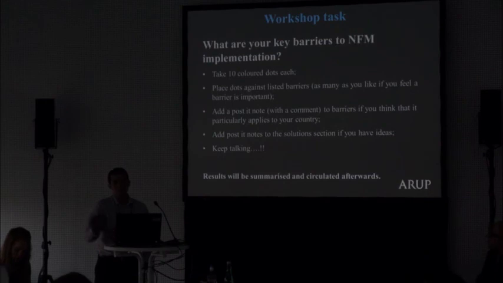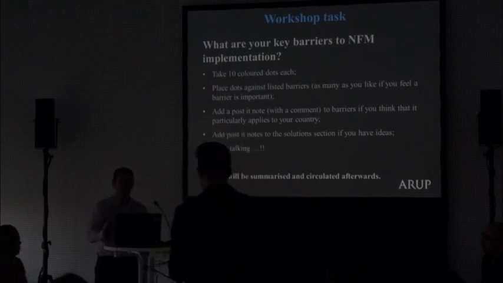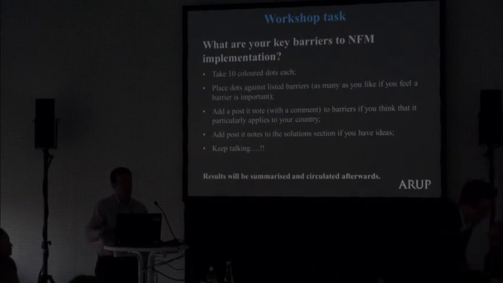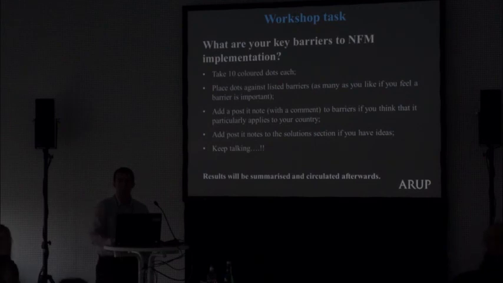And then if you can put more than one dot against one particular barrier, and if you have a cluster, it would be good if you could draw a circle around them with a pen and then write which country that represents next to the cluster of dots. And that will just help us to build a picture of what the feel is across Europe as to why NFM is not happening, and come up with some solutions as to how we can get over these barriers in general. And we also have a different colour set of dots for people that live outside of Europe, just so we can keep track of where these issues are globally. And then afterwards we'll summarise all the results and we'll circulate them. If anyone has any ideas of how we can get past these barriers, there's also a solutions and initiatives sheet that you can stick post-it notes onto, and that'll just form part of the overall picture.